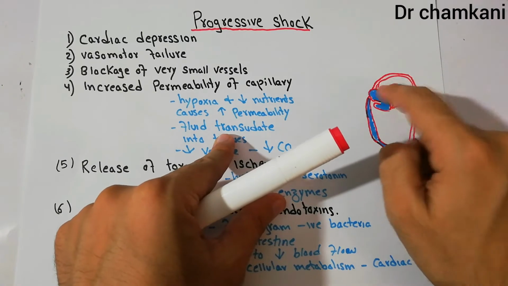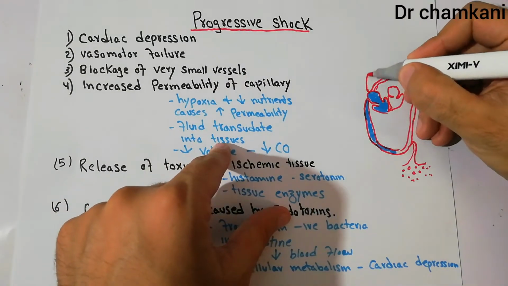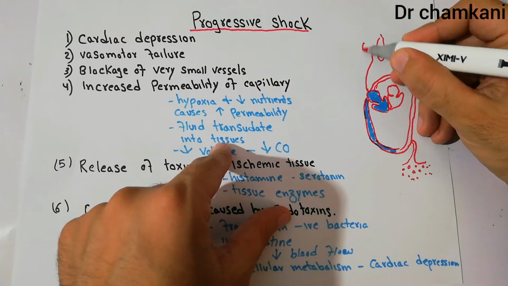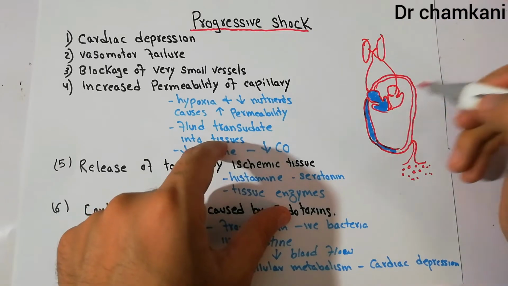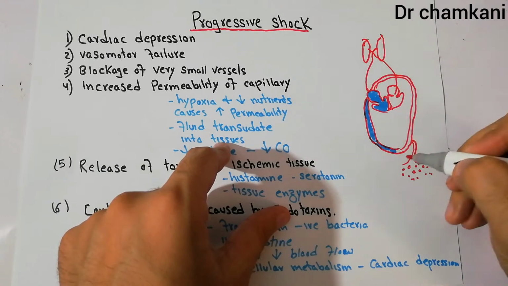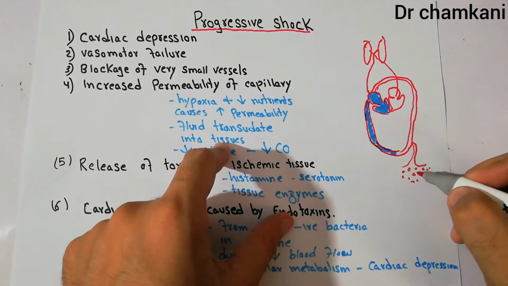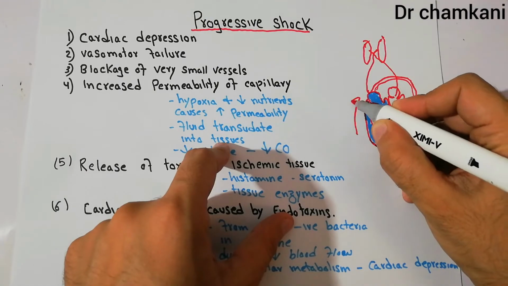The right side of the heart pumps this blood into the lungs, where the blood is oxygenated and returns to the left side of the heart. Now the left side of the heart pumps the blood into the tissues, and the tissue utilizes the oxygen, and then the deoxygenated blood returns back to the heart.